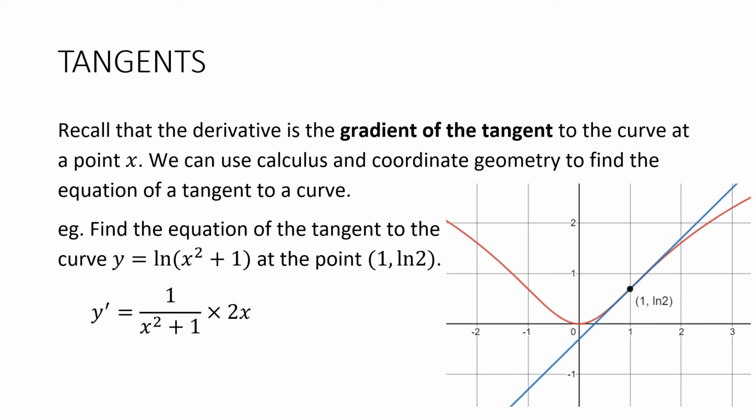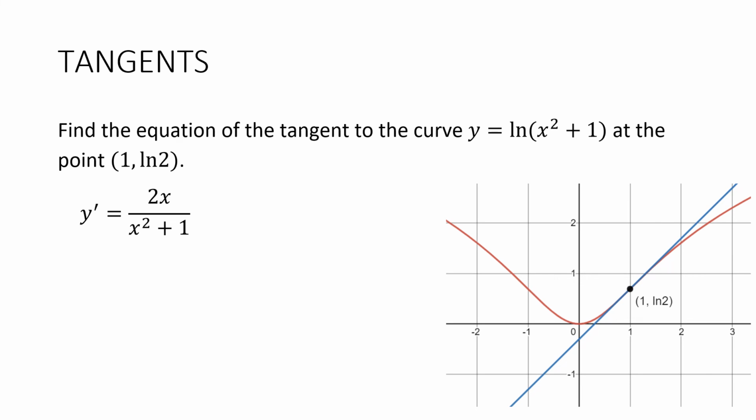So y dashed will be, our outer function is log base e, so 1 over x squared plus 1, multiplied by the derivative of the inner function, which is 2x. Tidying that up, we get 2x over x squared plus 1. Now we want to substitute in x is equal to 1 so we can work out the gradient of the tangent. So at x equals 1, y dashed is equal to 2 over 1 plus 1, which is 2 over 2, which is 1.